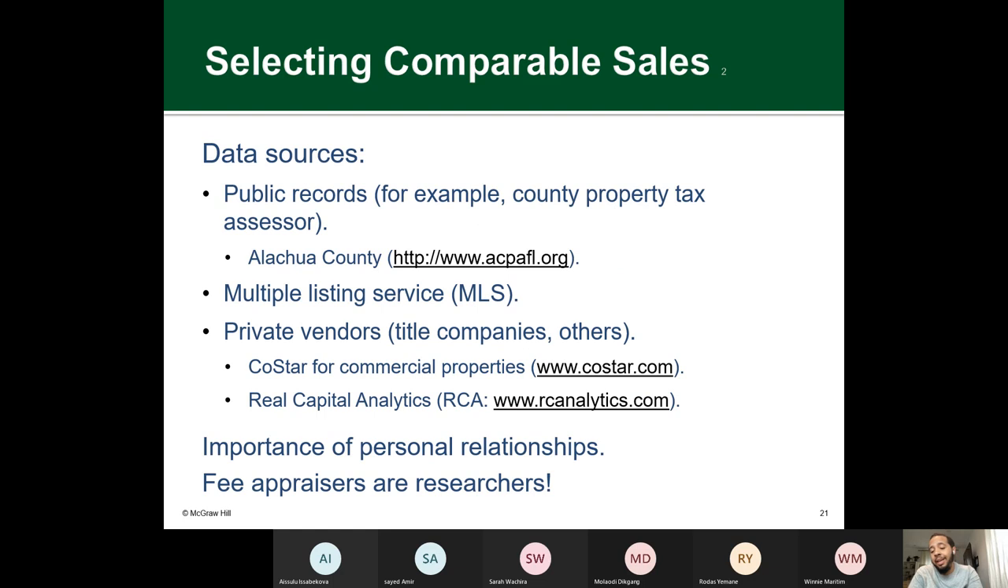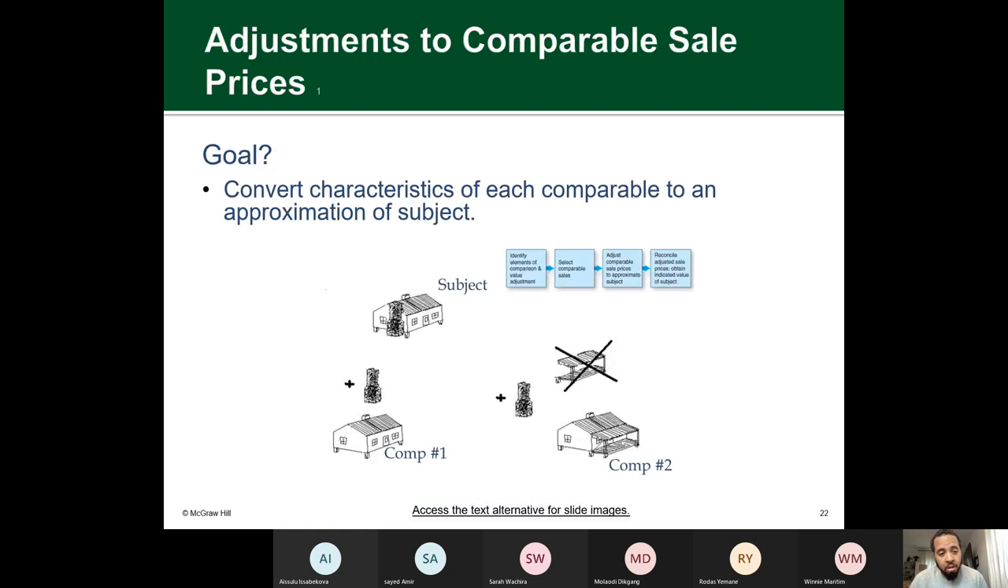Right. Now, to get these comparable properties, we have public records. Everywhere you go, you can just call down to the property tax assessor. We have an MLS, which is the multiple listing service, an online database of all the homes in the market that have sold or could be sold, like if they're on the market currently. Private vendors, right? You can get a fee appraiser, which is similar to a regular appraiser, but they just do research, right? The first options are usually small payment fee or free, right? So we always have to adjust.